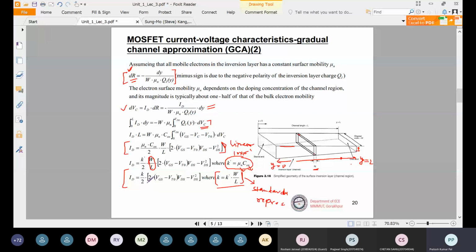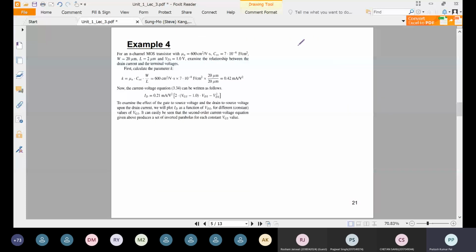So this will be ID equals K by 2 into [2(VGS minus VT0) VDS minus VDS whole square]. This will be the final current equation in the case of the linear region for an N-channel MOSFET. Based on that, there is an example, and we will be solving this example.